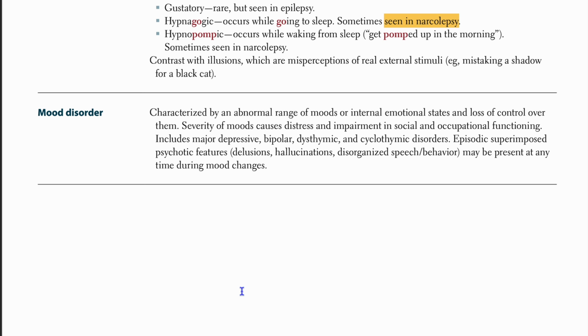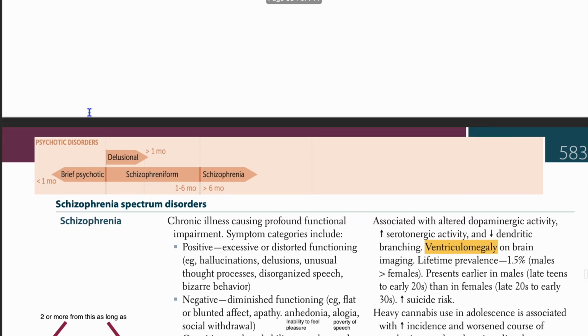And mood disorders now. Okay. So it's characterized by an abnormal range of moods or internal emotional states and loss of control over them. Severity of moods causes distress and impairment in social and occupational functioning. Includes major depressive, bipolar, dysthymic, and cyclothymic disorders. Episodic superimposed psychotic features, so these are your delusions, hallucinations, disorganized speech, behavior, may be present at any time during mood changes. Okay, so now we're going to talk about all the mood disorders.